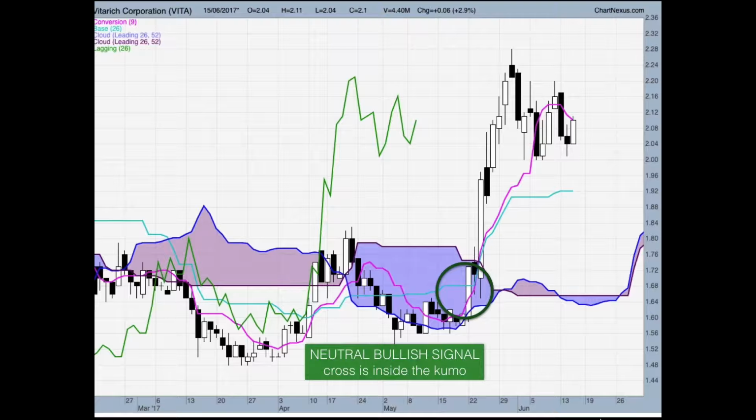A neutral bullish signal occurs when the price crosses above the Kijun-sen while it is inside the Kumo. Here's an example with VITA.